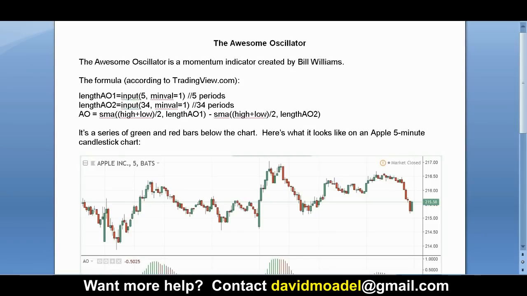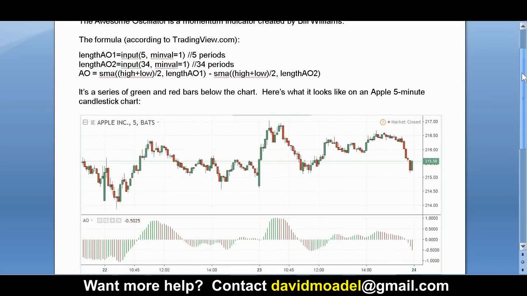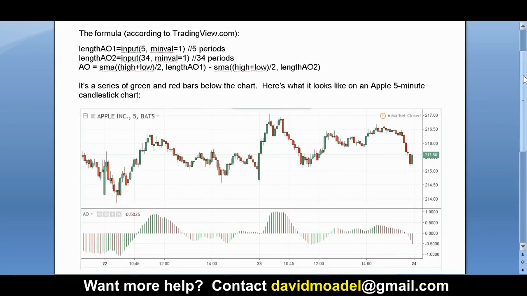Here's the formula. I got this from tradingview.com, so I want to give them credit. And if you know what all this means, hey, awesome, cool, more power to you. You don't actually have to know every single detail of every formula that you use, as long as you know how to use it, I believe. I like to keep it simple.